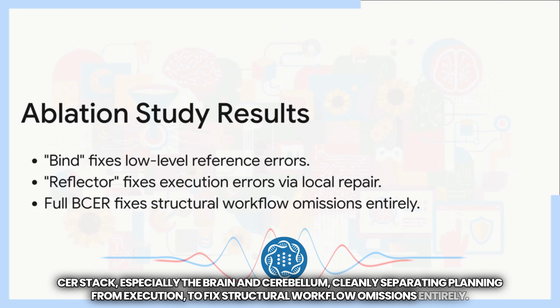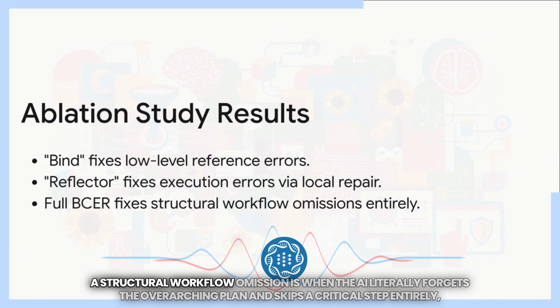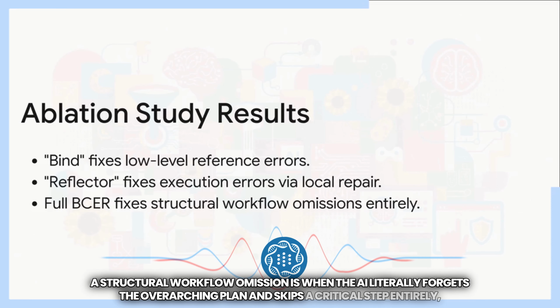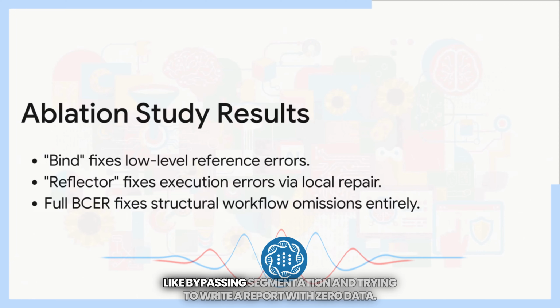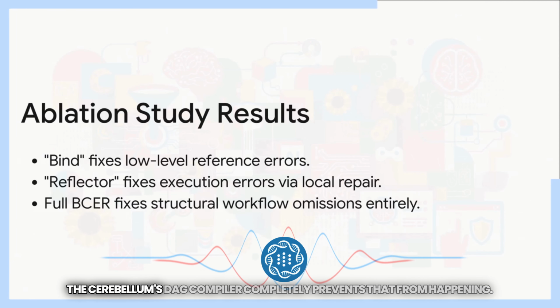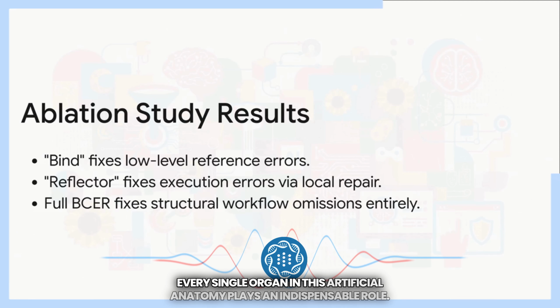structural workflow omissions entirely. A structural workflow omission is when the AI literally forgets the overarching plan and skips a critical step entirely, like bypassing segmentation and trying to write a report with zero data. The cerebellum's DAG compiler completely prevents that from happening. Every single organ in this artificial anatomy plays an indispensable role.